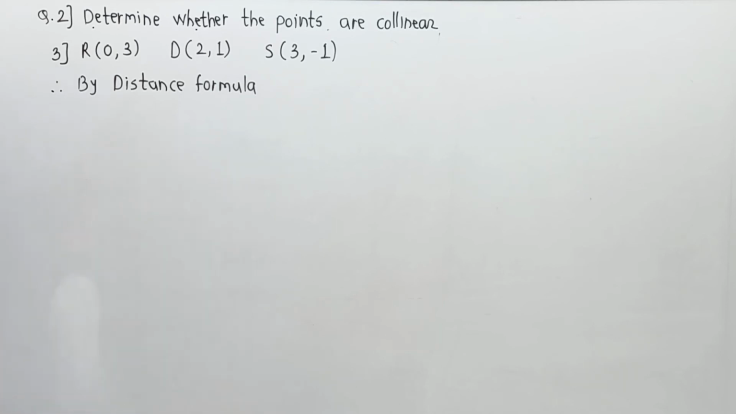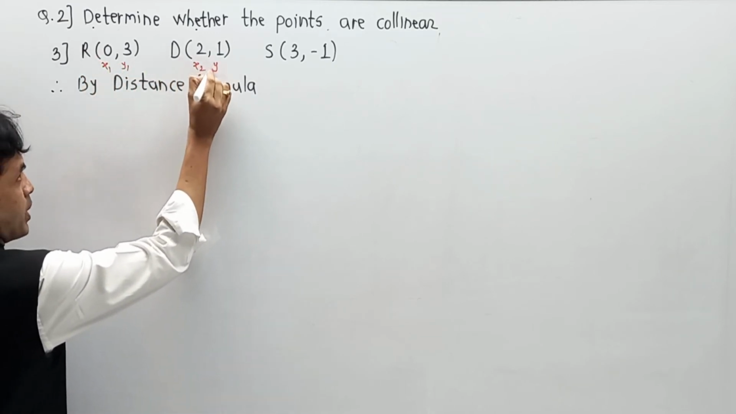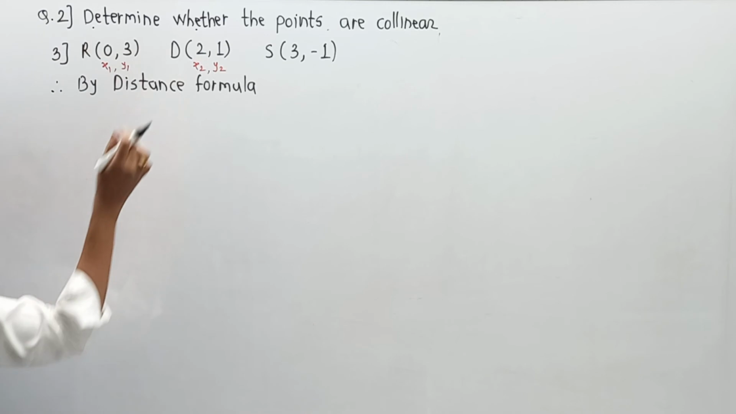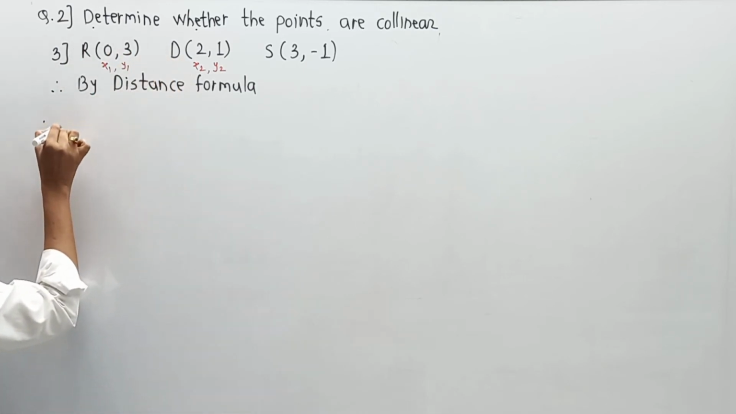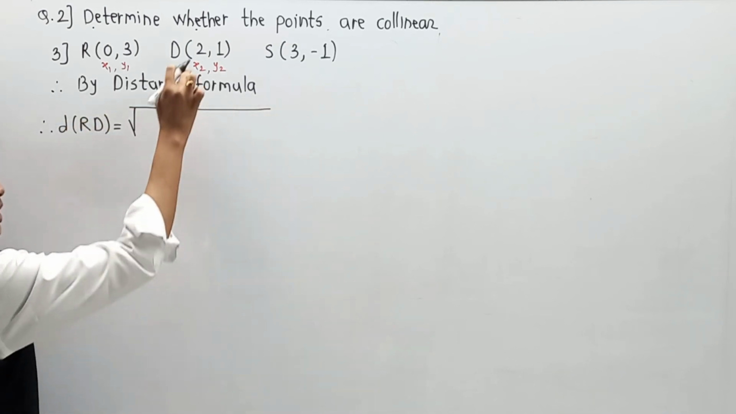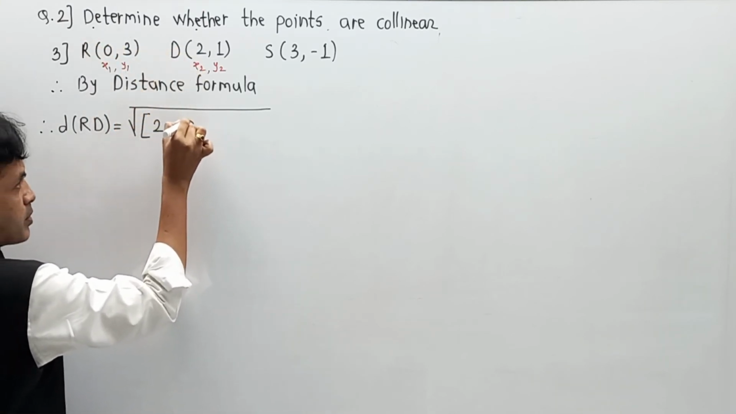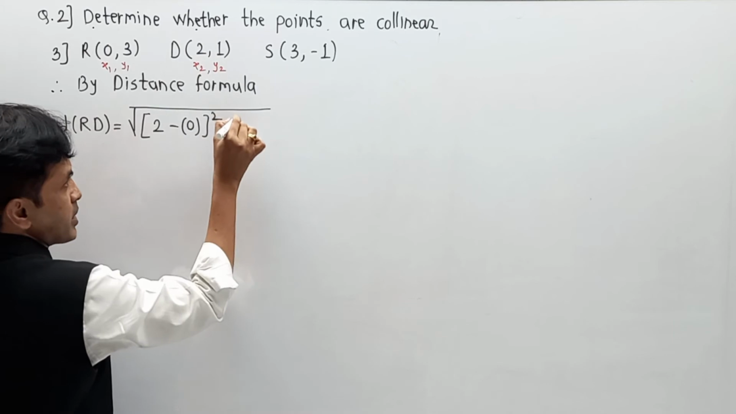now here in the first case, for the calculation, we are making this point as x1, y1 and this point as x2, y2. Now simplification of that: here distance RD is equal to under root of x2 minus x1 bracket square means 2 minus 0 bracket square, plus y2 minus y1 bracket square, so 1 minus 3 bracket square.